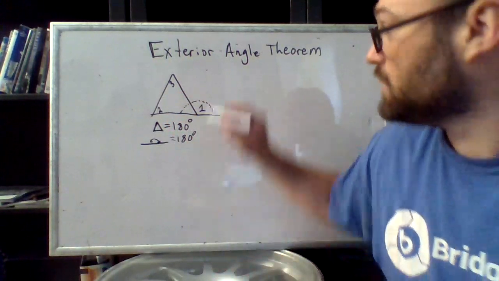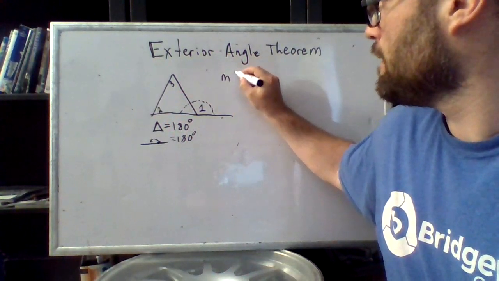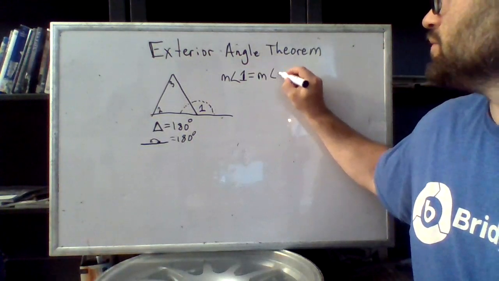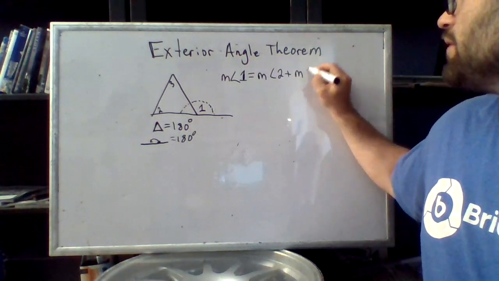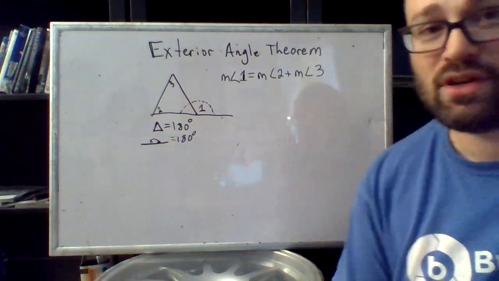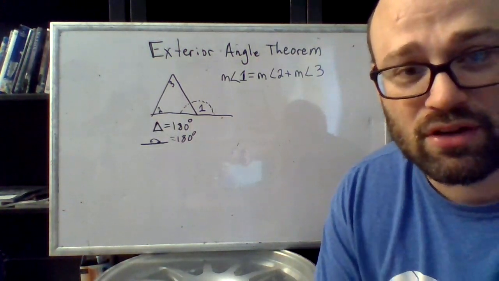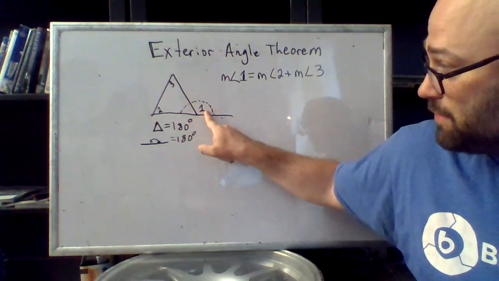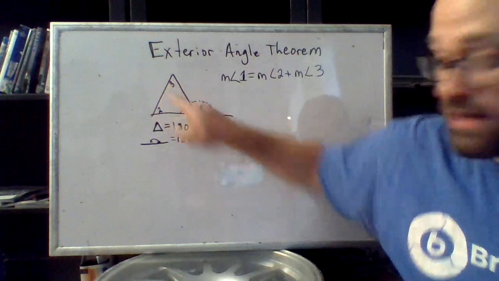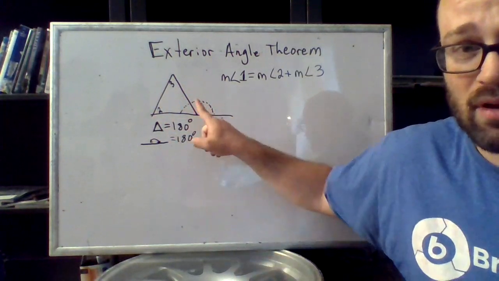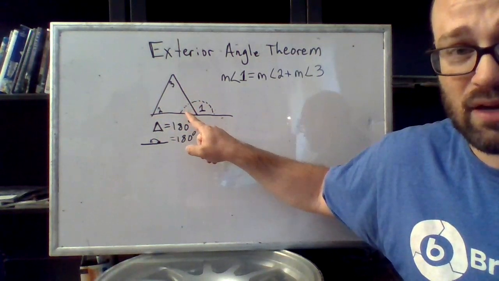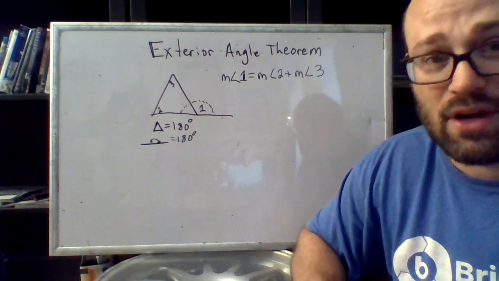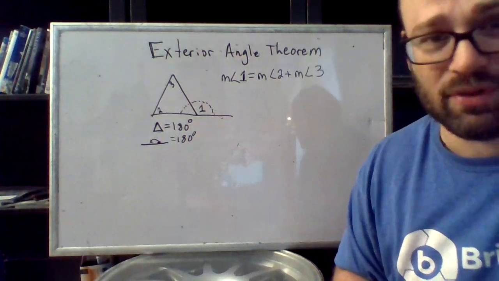So our measure of angle one is equal to the measure of angle two plus the measure of angle three. So we know that those are congruent, they're equal to each other. So the measure of angle one, this angle right here, is the same size as two and three together. Now remember, angle one and this little angle from angle number four make a straight line. It's straight, 180 degrees.